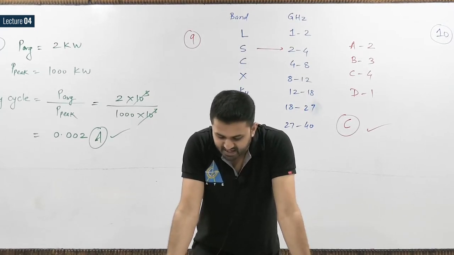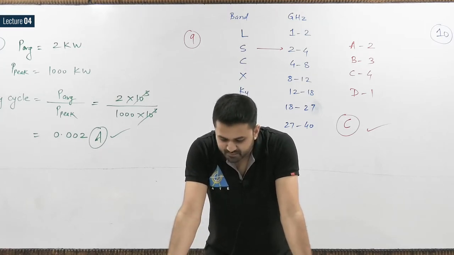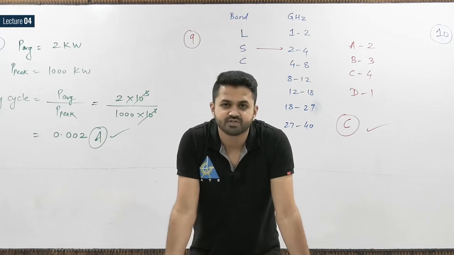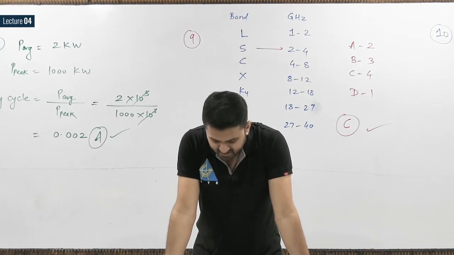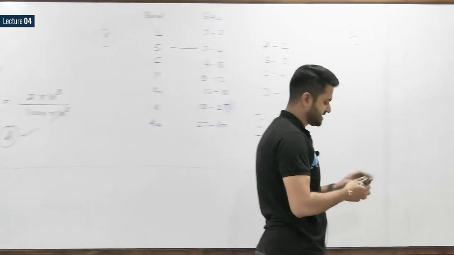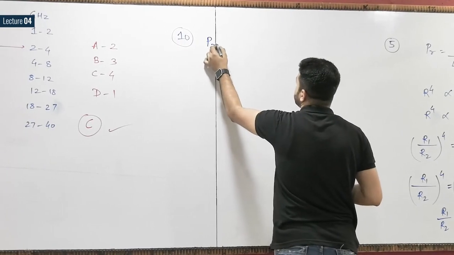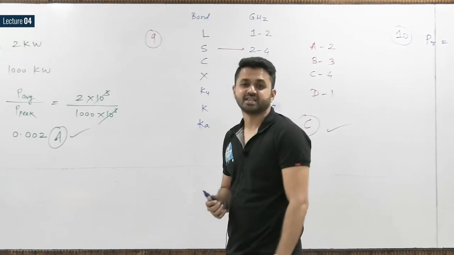The antenna has a gain of 150 and is aligned for maximum directional radiation, and the reception is from a target which is 1 kilometer away, having a radar cross section of 3 meter square. If it transmits 100 kilowatt, then the received power is? So, if we write the formula of the power received, because we want to calculate the received power.